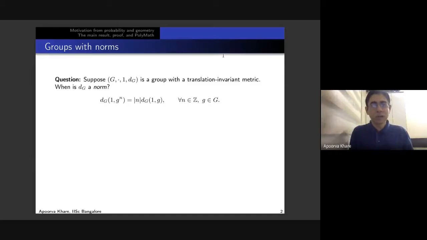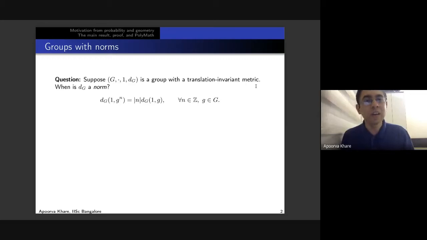Suppose G is a group. There are no restrictions. So it's a group with multiplication, not abelian necessarily. There's a unit, there are inverses, and there is a metric. d_G is a translation invariant metric, so it's left invariant and right invariant. When is this metric a norm?